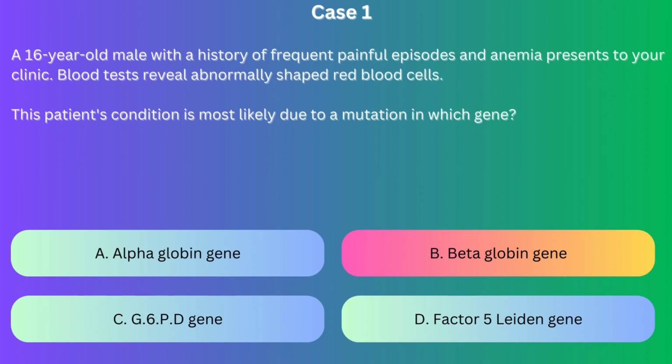Unlike mutations in the alpha-globin gene, which cause alpha-thalassemia, the beta-globin gene mutation specifically results in sickle cell disease. G6PD deficiency and factor V Leiden mutation lead to other distinct hematological disorders.